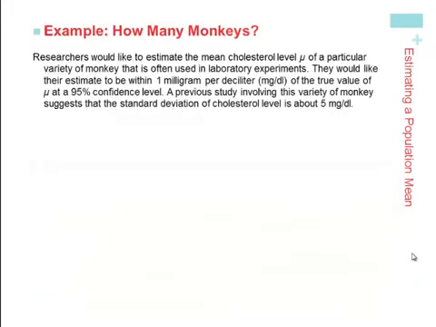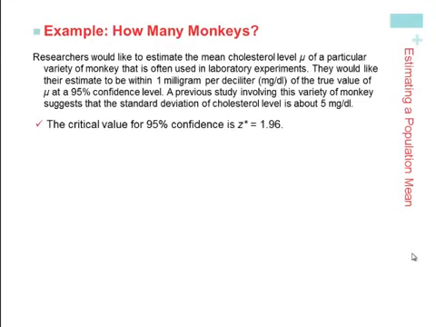So here's an example. A researcher would like to estimate the mean cholesterol level of a particular variety of monkey that is often used in laboratory experiments. They would like their estimate to be within 1 milligram per deciliter of the true value of mu at the 95% confidence level. A previous study involving this variety of monkeys suggests the standard deviation of cholesterol level is about 5 milligrams per deciliter.